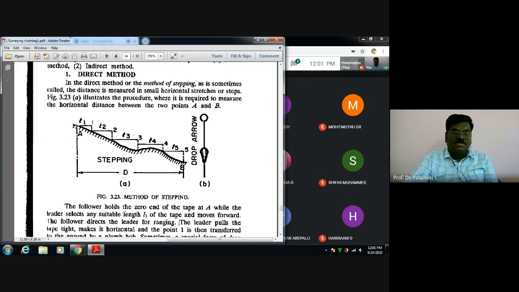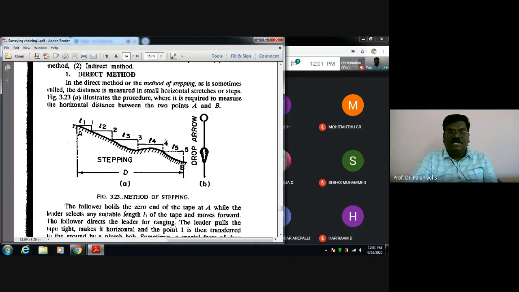So at the starting point A, one end of the chain is held and the chain is stretched, but on sloping ground you may find it hard. In such a situation, the chain may not be preferable. A tape may be preferable when you want to do chaining on sloping ground, right? A tape you can easily stretch, make straight and hold. So instead of a 20-meter chain, you can use a 20-meter tape, and just make it horizontal.